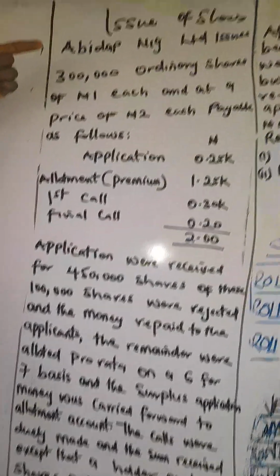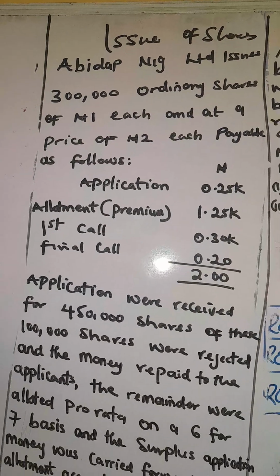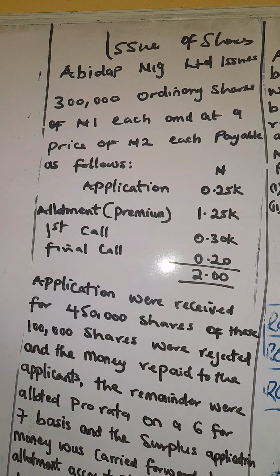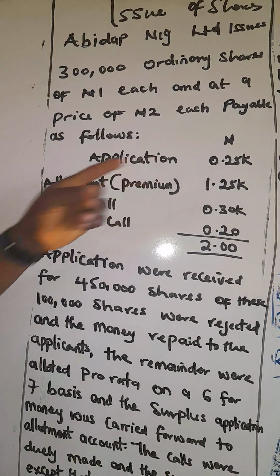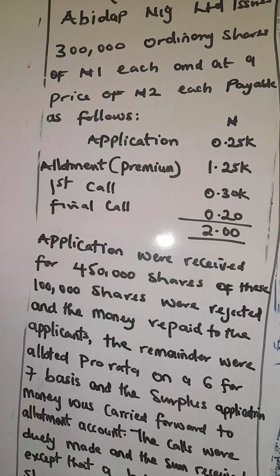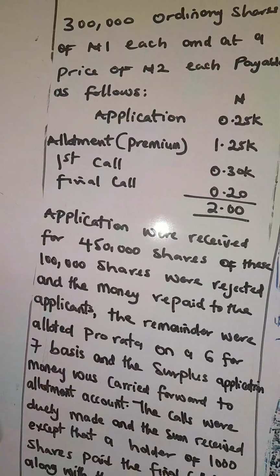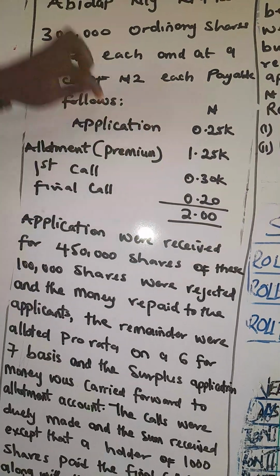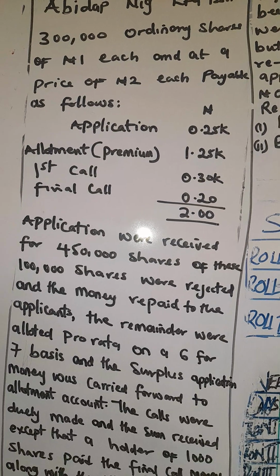Abidap Nigeria Limited issued 300,000 shares of 1 naira each at a price of 2 naira per share, payable as follows. Application: 25 kobo. Allotment: 1 naira 25 kobo. First call: 30 kobo. Final call: 20 kobo. By the time you sum all the prices together, it will give you 2 naira per share. So it follows the same rule.